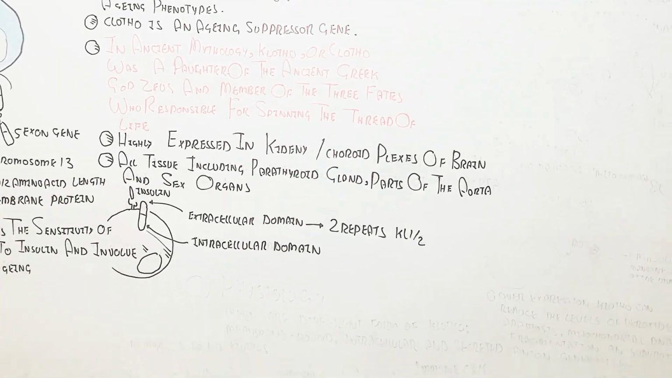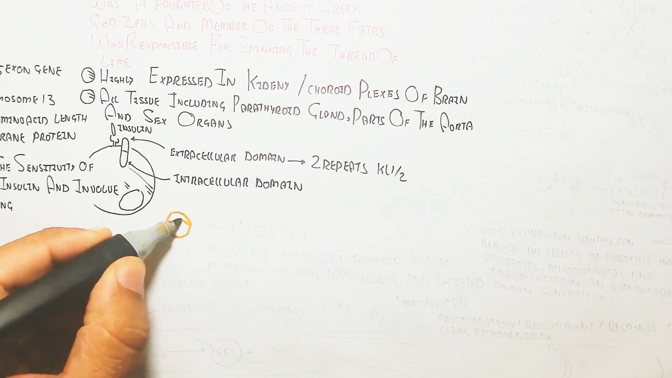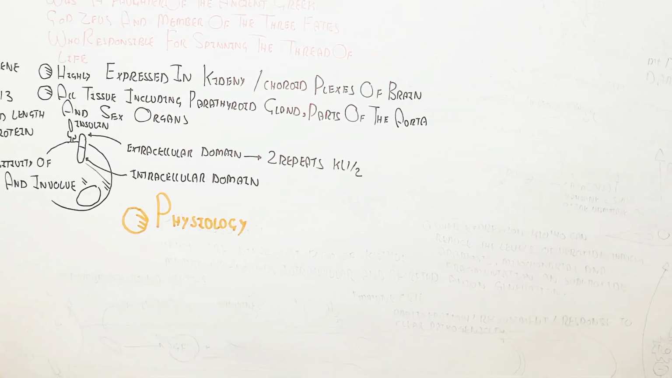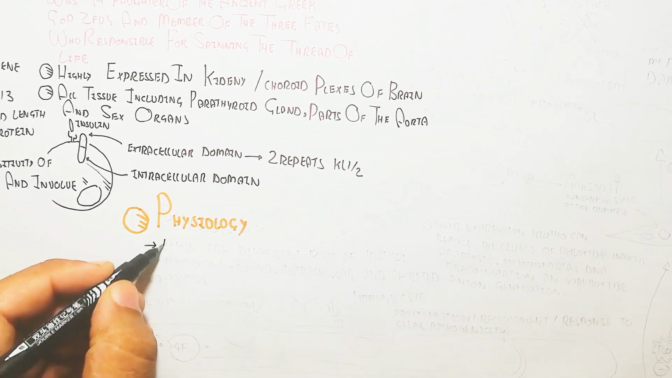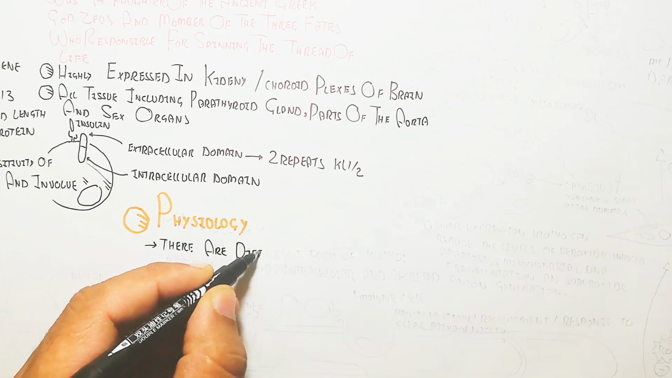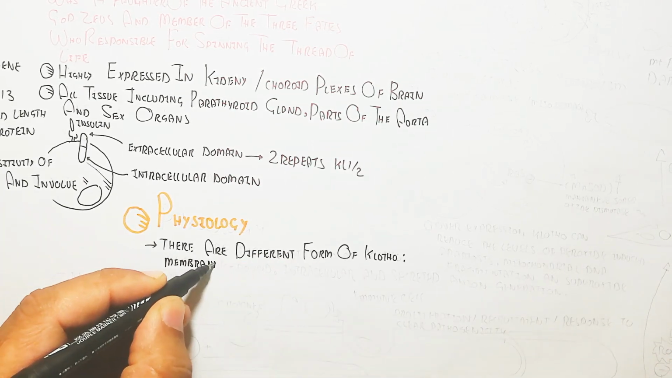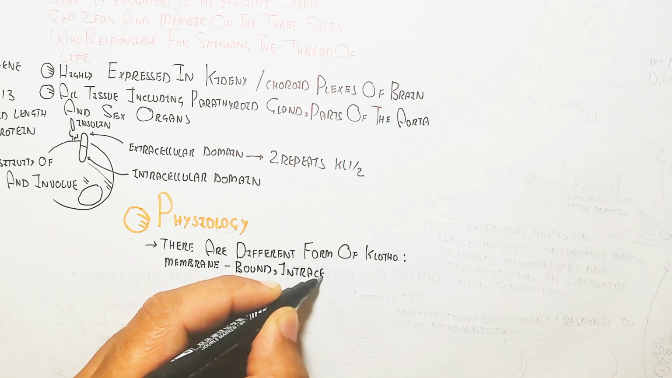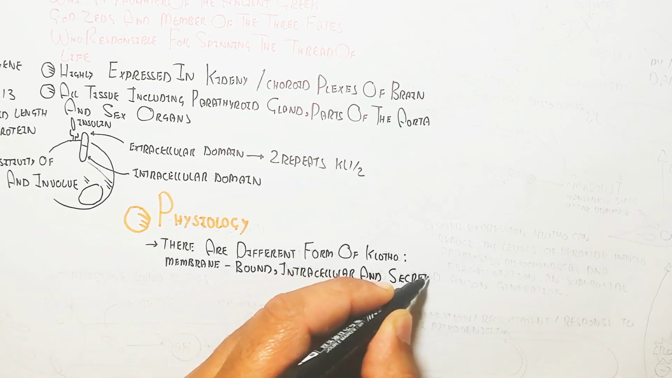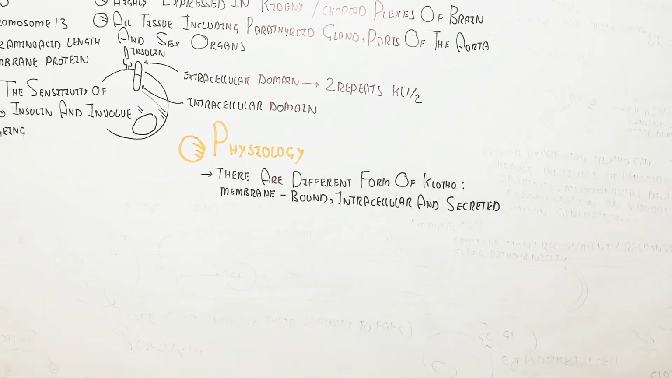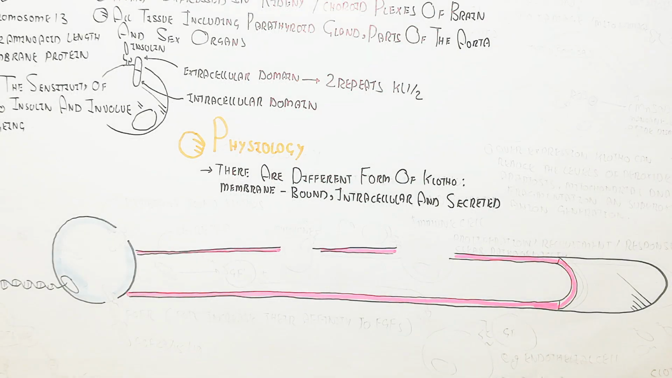So now we will understand the physiology. We will understand the general overview, and look at the general physiology. In the next video, we will understand it one by one in detail. So this is the general overview. There are different forms of Klotho: membrane bound, intracellular, and secreted. Let's understand these three forms.